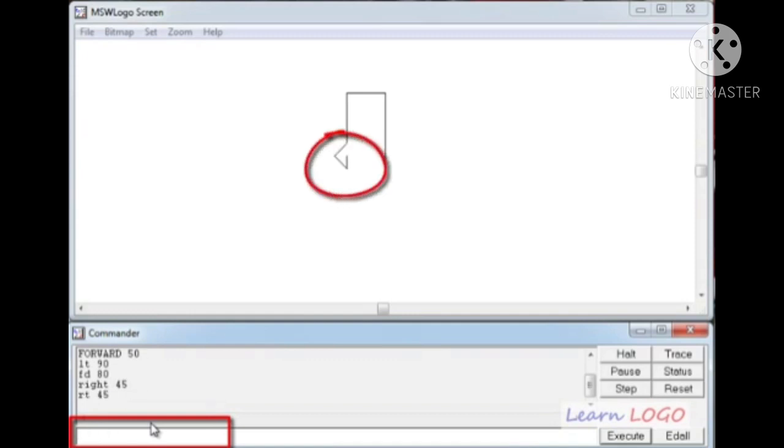Again I write RT 45. It is also right, RT. So 45 plus 45, 90. So the turtle head turns right by 90 degrees. Turn right by 90 degrees. Okay, the RT instruction is also right. The right instruction can also be written as RT.